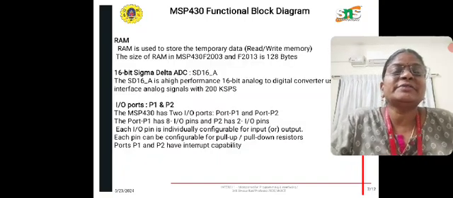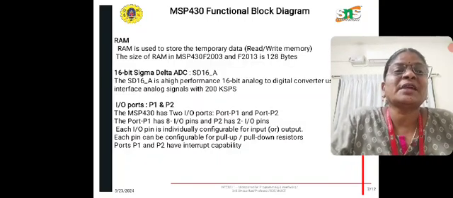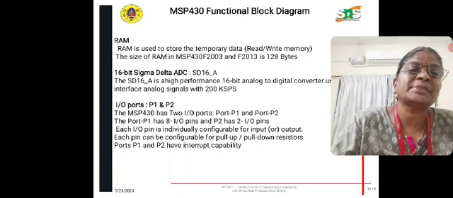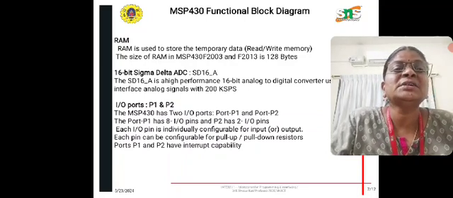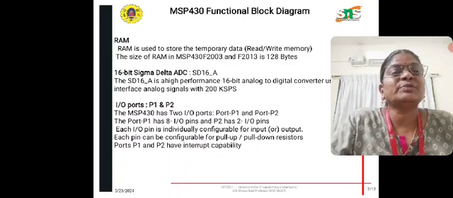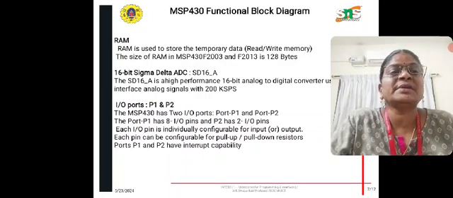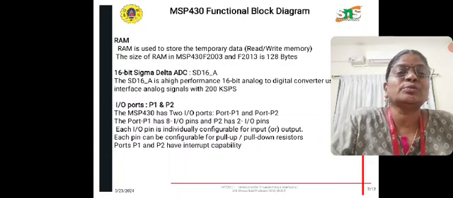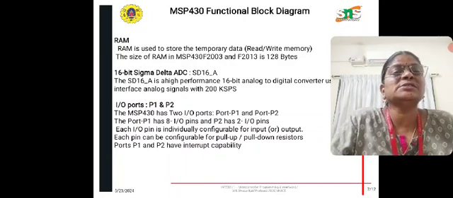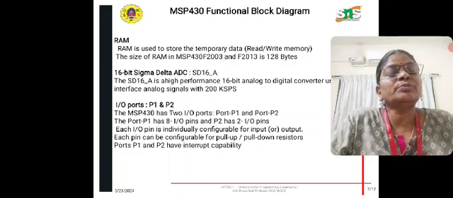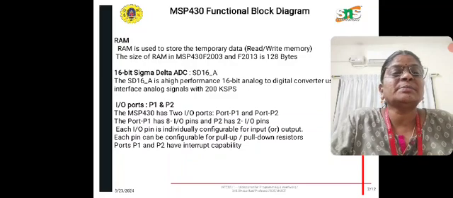And RAM. We all know there are two types of memory, RAM and ROM. RAM is used to store temporary data, that is, read-write memory, and the size of the RAM in the MSP430F2013 is 128 bytes. And we have a 16-bit sigma delta ADC, then input output ports. We know the ADC is used to convert analog data into digital, and input output ports are nothing but our pin diagram, which is connected with the peripheral devices.